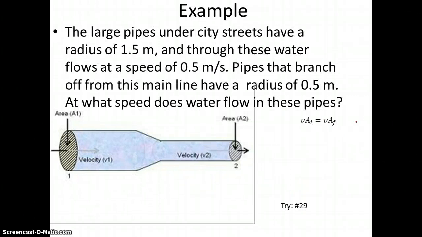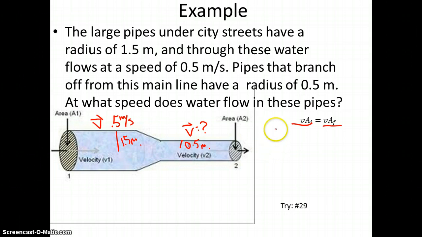Alright, so for example, the large pipes under a city street have a radius of 1.5 meters. Through these, water flows at a velocity of 0.5 meters per second. Pipes that branch off of this main line have a radius of 0.5 meters. At what speed does water flow through these? Because of the continuity principle, I know that the initial velocity and area has to be equal to the final velocity and area.